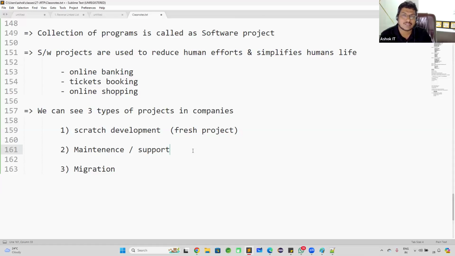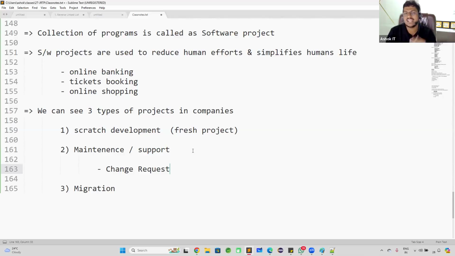So what is the meaning of that maintenance or support? The client may give some new requirements in the same application, that is called enhancements. So when you go for a maintenance project, the client may ask to change the requirement. Whatever functionality is available in the project, the client is asking to change the requirement based on his business model. So when you are working on a maintenance project, daily activities will be like change requests.